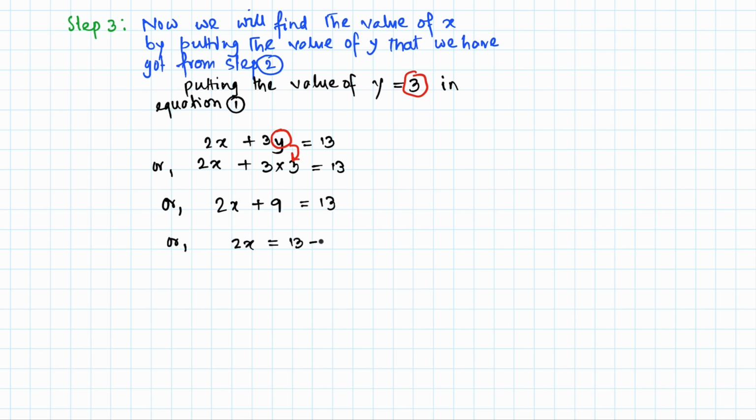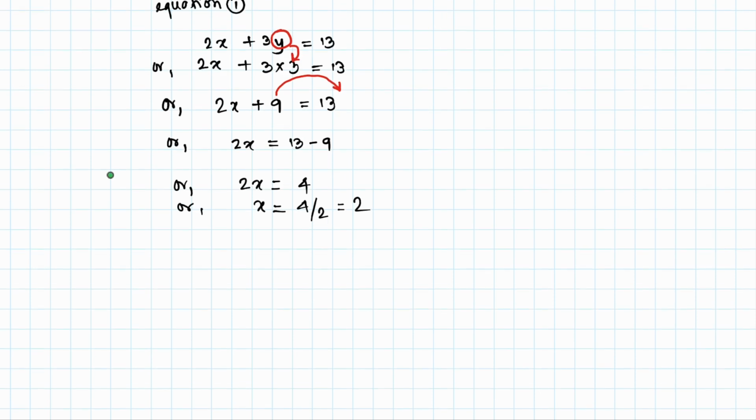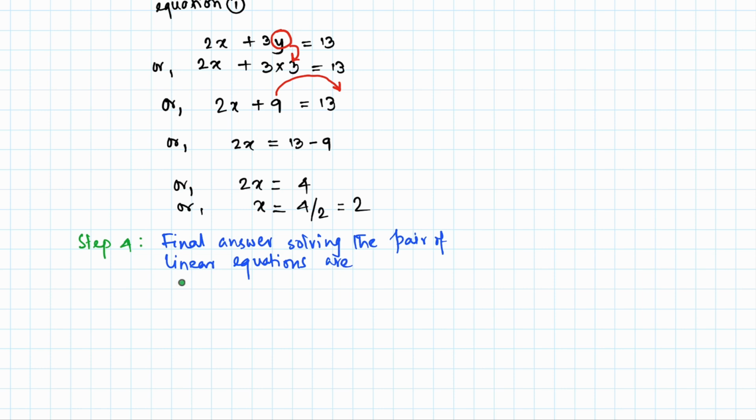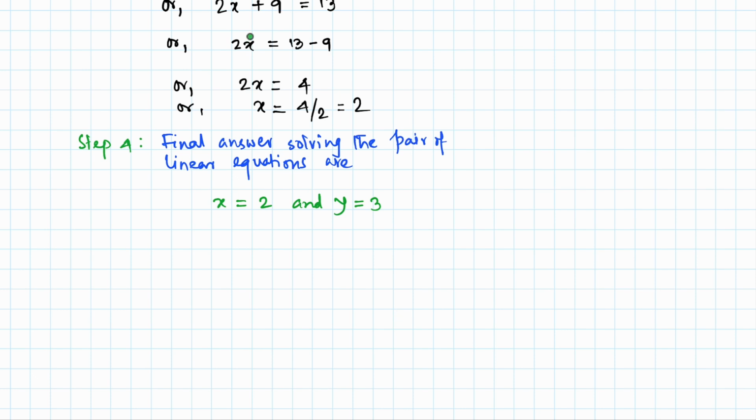In place of y, we are putting 3. So what we will get, 2x plus 9 equal to 13. Now moving 9 from left hand side to right hand side, it becomes minus. And we are having 2x is equal to 13 minus 9, which is 4, so x becomes 4 by 2, which is equal to 2. So it is so easy, the method of elimination, where we can solve both the variables x and y. So the final answer, solving the pair of linear equations, are x equal to 2 and y equal to 3. Very easy. Follow the steps, you will get the correct result.